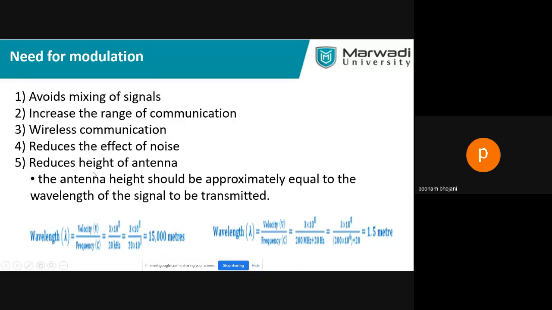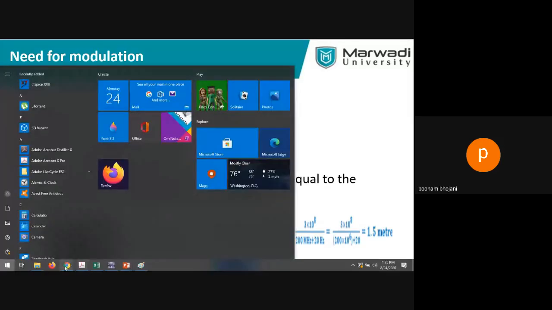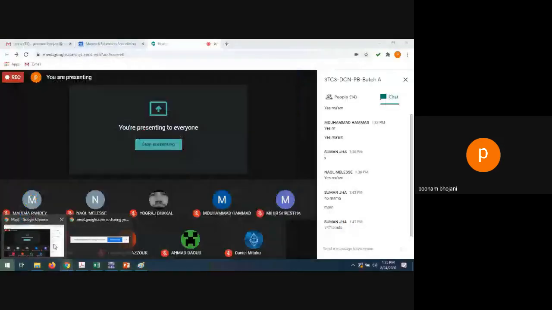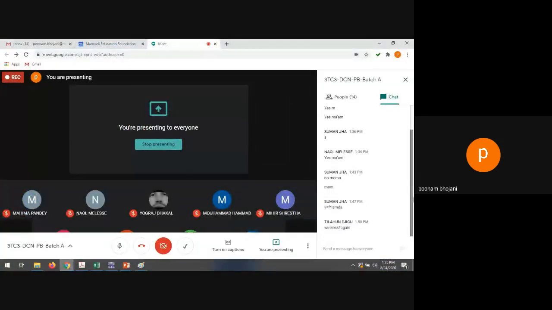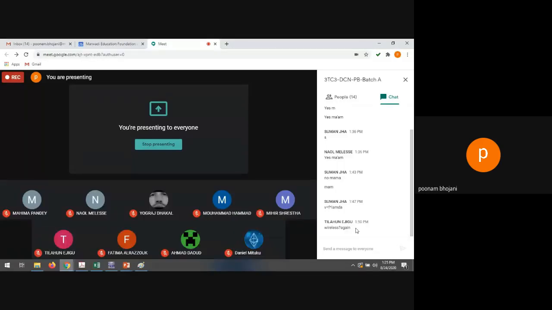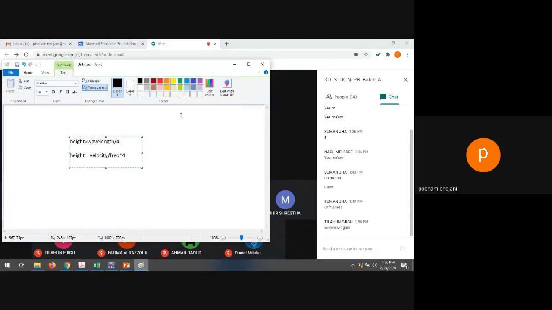So this is one more advantage of modulation. These 5 advantages of modulation are very important, everyone. Any doubt in these 5 advantages? If you have any doubt, you can ask me. Wireless. Okay, wireless.